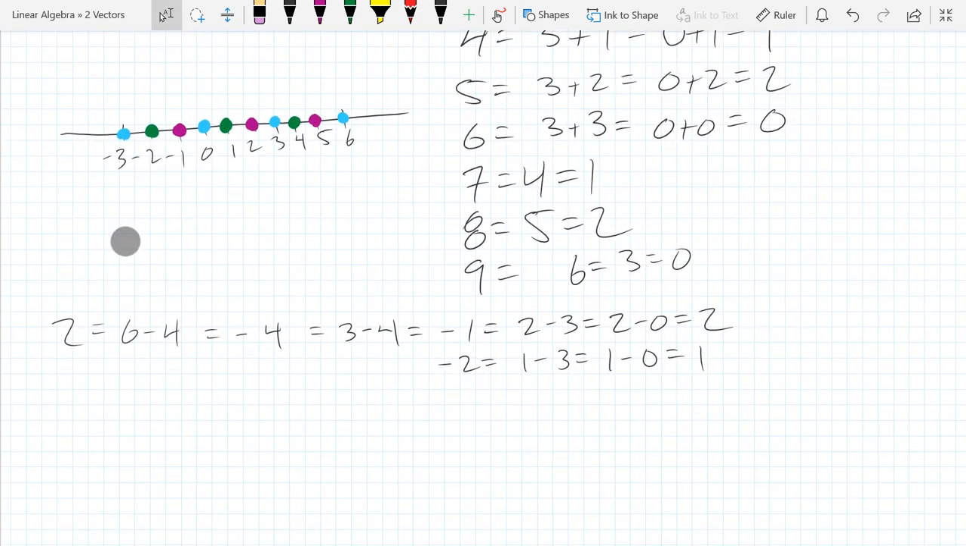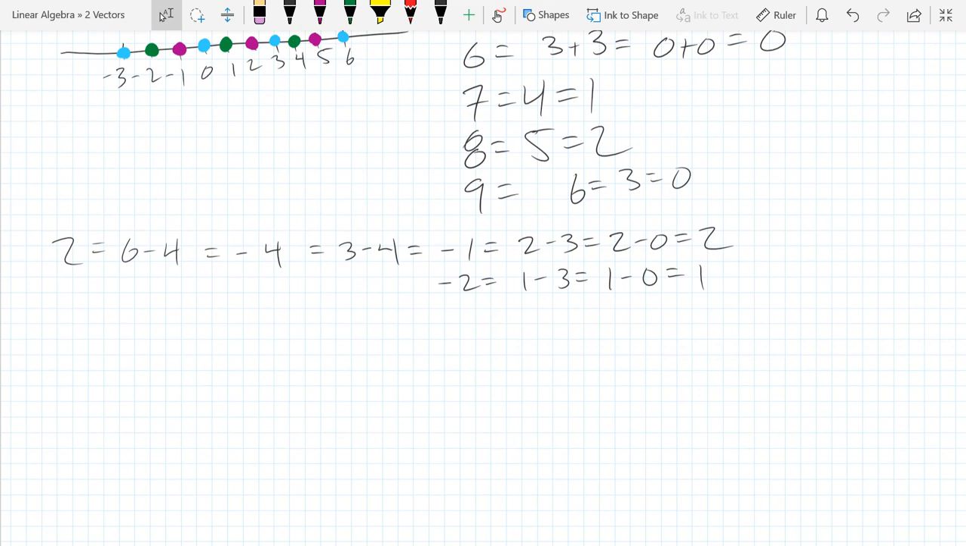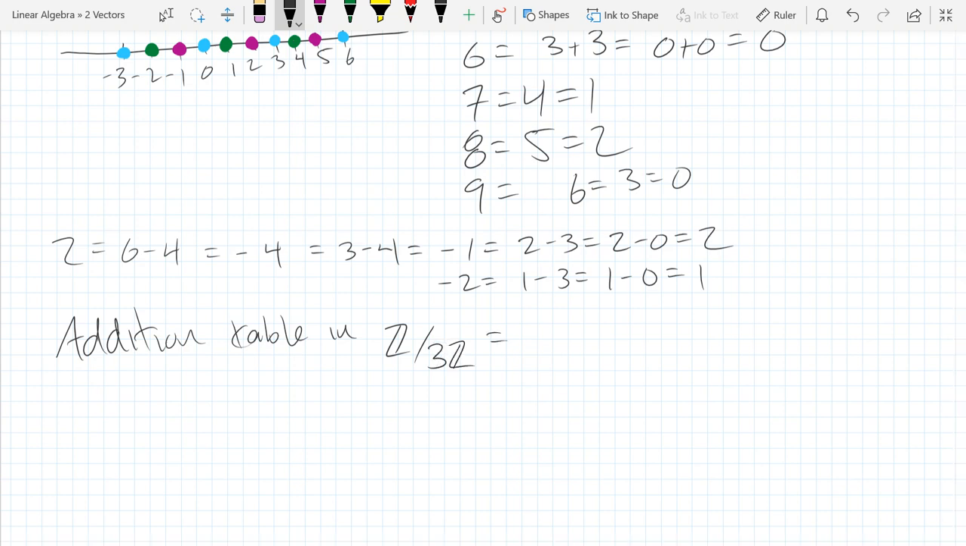So let's see, when you first learned how to add and multiply, you made addition charts or tables and multiplication tables. So let's go ahead and do that. We're doing mod 3, so let's write an addition table for mod 3. And you can write ℤ mod 3 as ℤ with a little 3 after it. So it's a little faster way to write it.